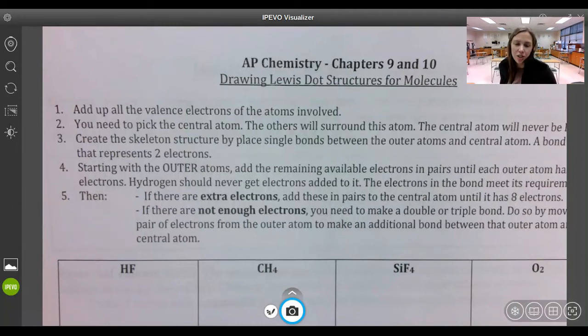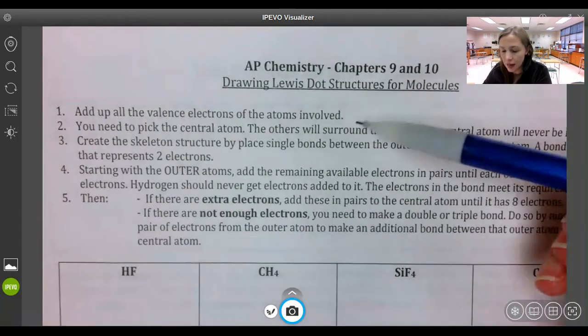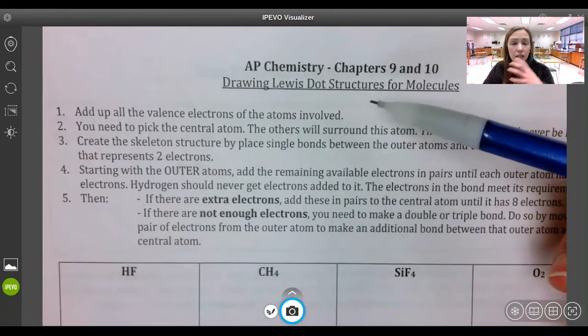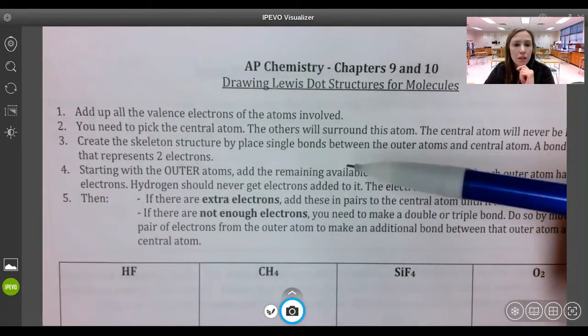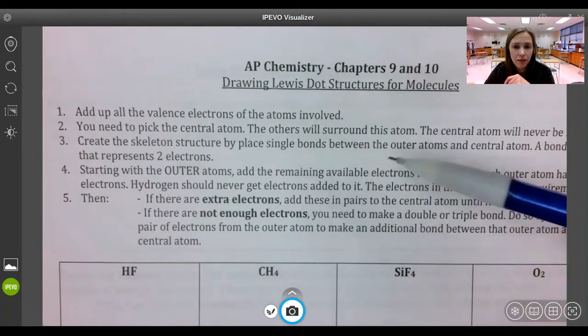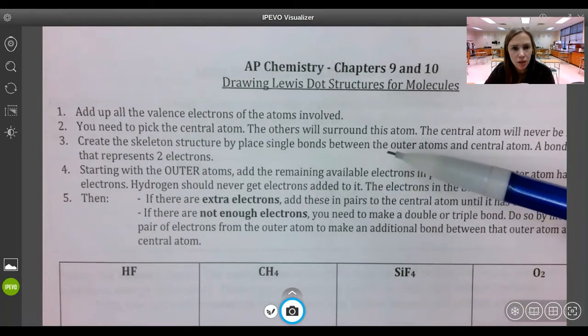All right, guys, I'm just going to help you review how to draw those Lewis dot diagrams that we worked on in class. So the general steps that I'm going to be using are: I'm going to add up all the valence electrons of every atom involved in the molecule. I'm going to determine what my central atom is, and then the other ones are going to surround it, with some exceptions that we'll go over where we have some larger chains of atoms.